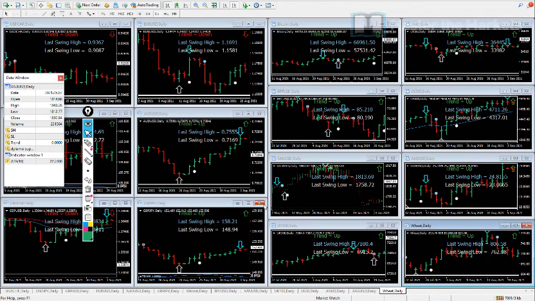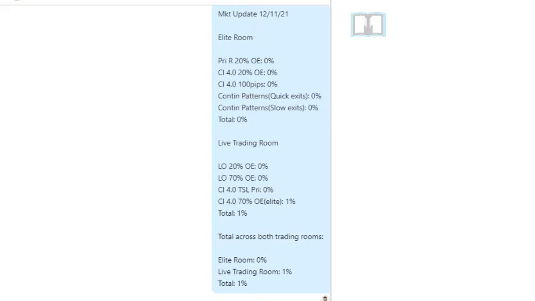Now in terms of our performance, let's go on to take a look at the performance for this week here on Master the Markets. So that's our performance from the trading floor over here. You can see market update for this week ending 12th of November 2021. Elite Room flat 0%. Live Trading Room, we did make some good profit over here in terms of 1% on the 70% OE. There's about total 1% over there. Across both the trading rooms, we've got total of 1% so far.